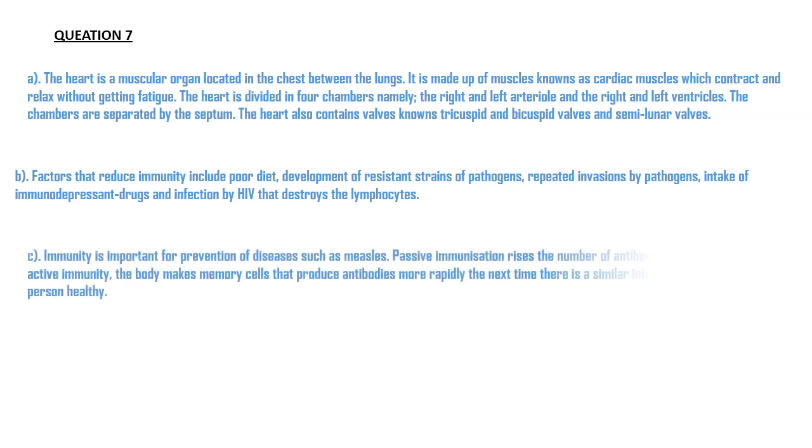C. Immunization is important for prevention of diseases such as measles. Passive immunization raises the number of antibodies in the bloodstream, and in active immunity, the body makes memory cells that produce antibodies more rapidly the next time there is a similar infection, hence keeping the person healthy.